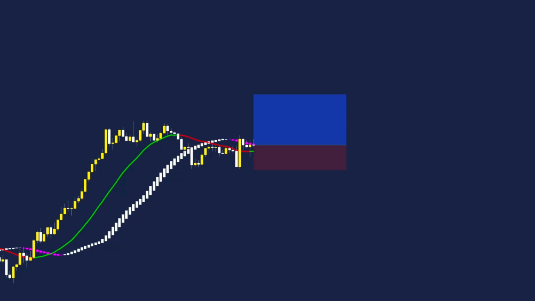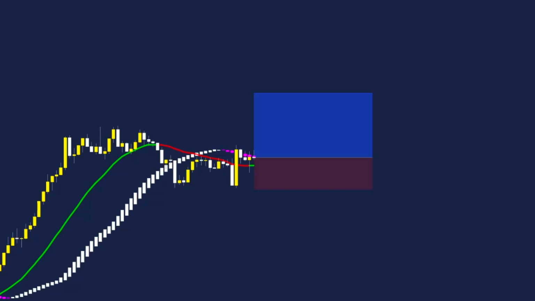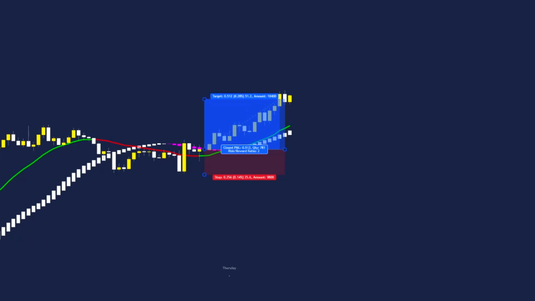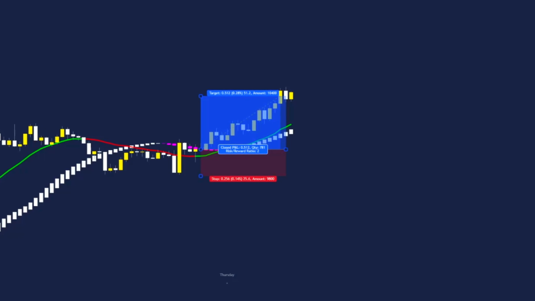From that stop loss, we will draw a 2 risk to reward ratio, and now let's see what happens to the trade. And there we go, that trade has hit a 2% on our account, and this shows that this strategy actually works. Now let's move on to taking a second trade.